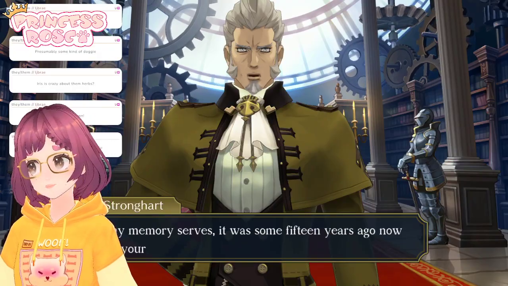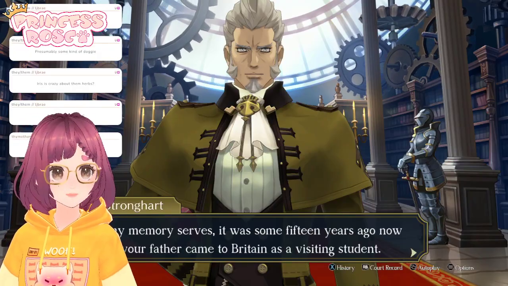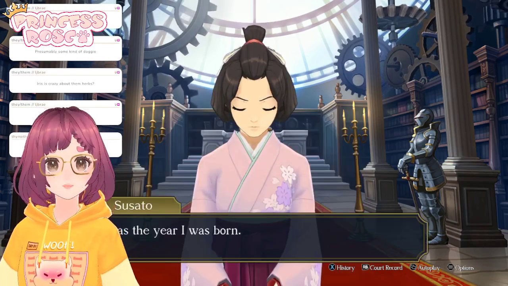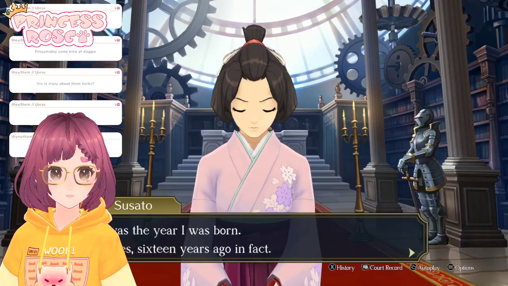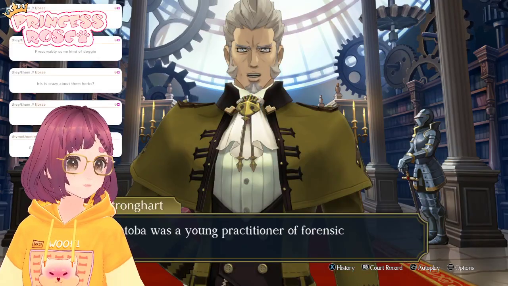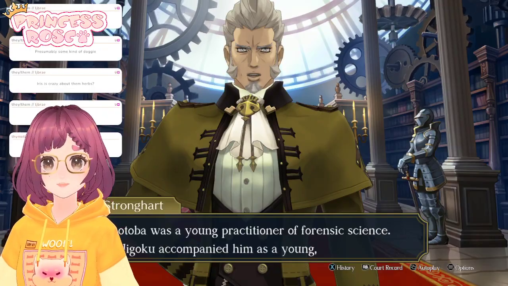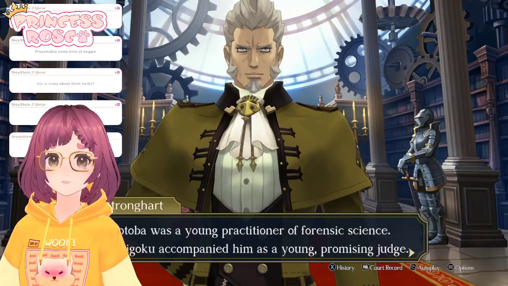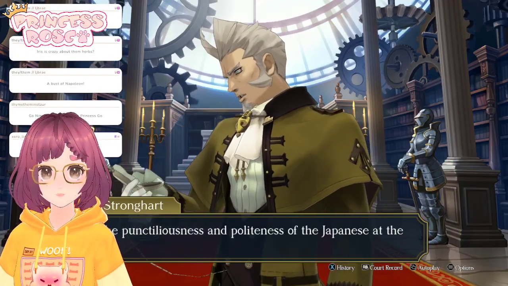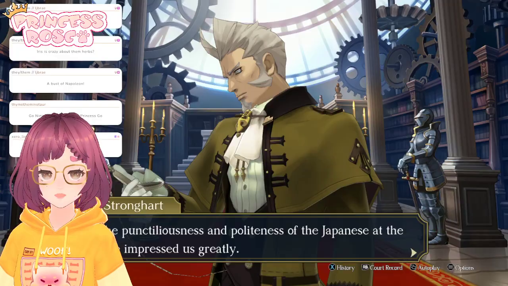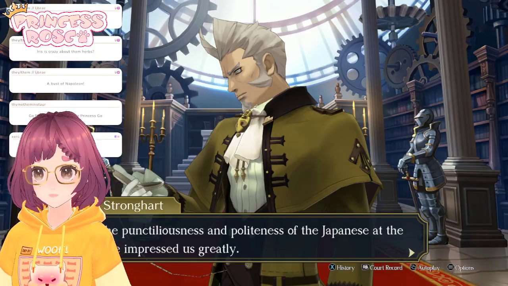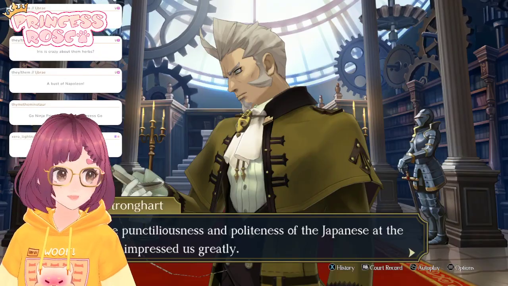If my memory serves, it was some 15 years ago now that your father came to Britain as a visiting student. It was the year I was born, so yes, 16 years ago in fact. Mikotoba was a young practitioner of forensic science, and Jigoku accompanied him as a young, promising judge. The punctiliousness and politeness of the Japanese at the time impressed us greatly.